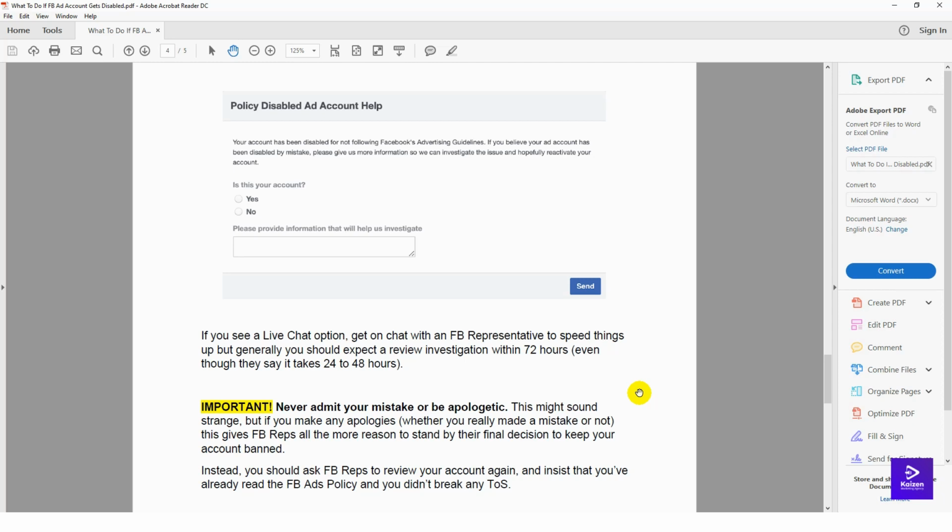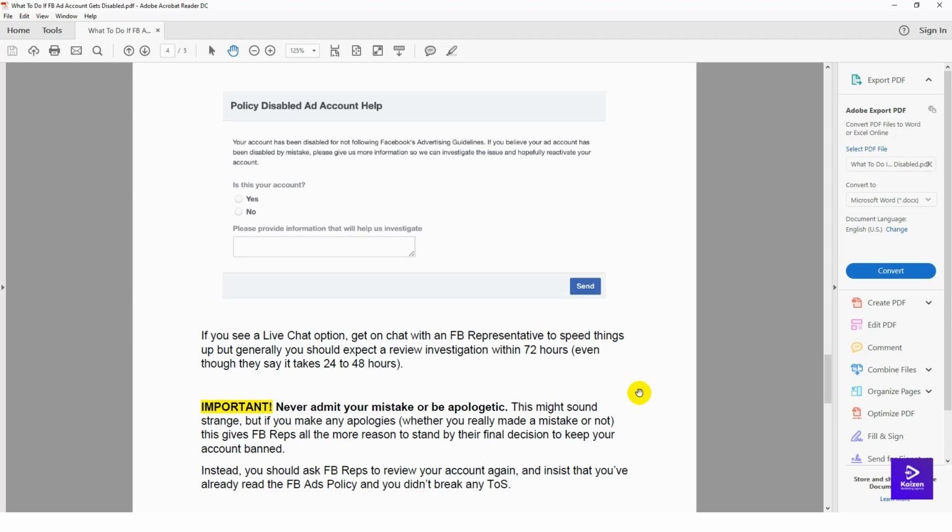Instead, you want to word your appeal to say that you have read the ads policy, and make sure you do, by the way, so you know what you're talking about. You are compliant with all the ads policy, and you didn't do anything wrong. So please review and reinstate my account. That should be the way you word your appeal. Now, if you didn't do anything wrong and everything should be fine, you will have your account back. This can take anywhere from a few hours to up to 3 days in my experience.